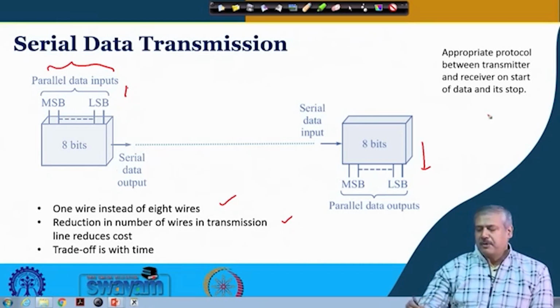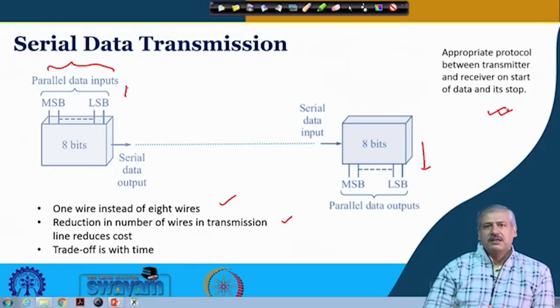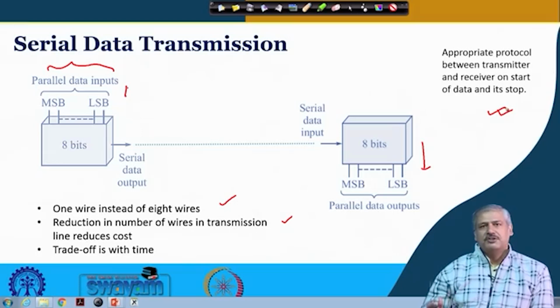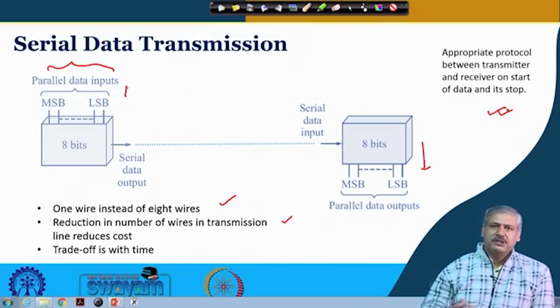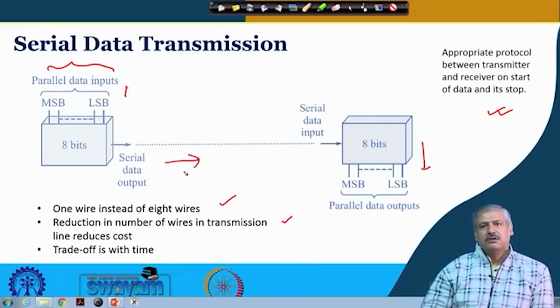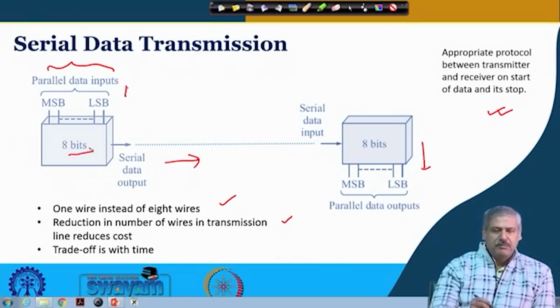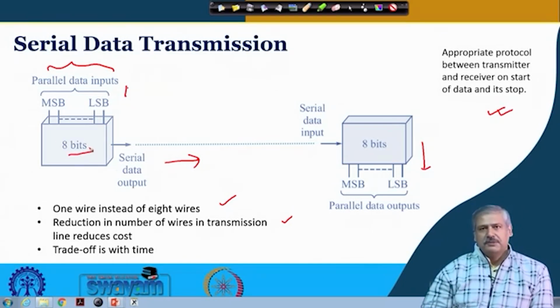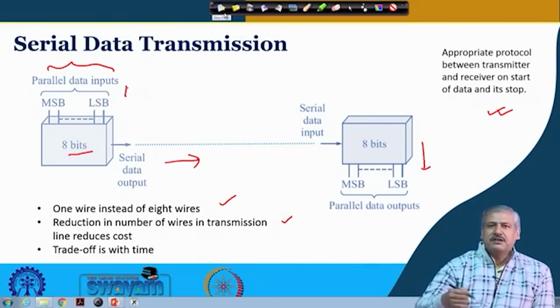And of course, we need to have an appropriate protocol to find out the start of the data message or the information and the stop of it, so that the next 8 bits can again be appropriately picked up. The issue here is a trade-off with time: the rate with which you generate and the rate with which you transfer. The transfer rate needs to be as many times more as the number of bits that are getting converted. Clear? So, this is one thing that you can see on reduction of cost. Parallel to serial, and then serially it is pushed out through a shift register.